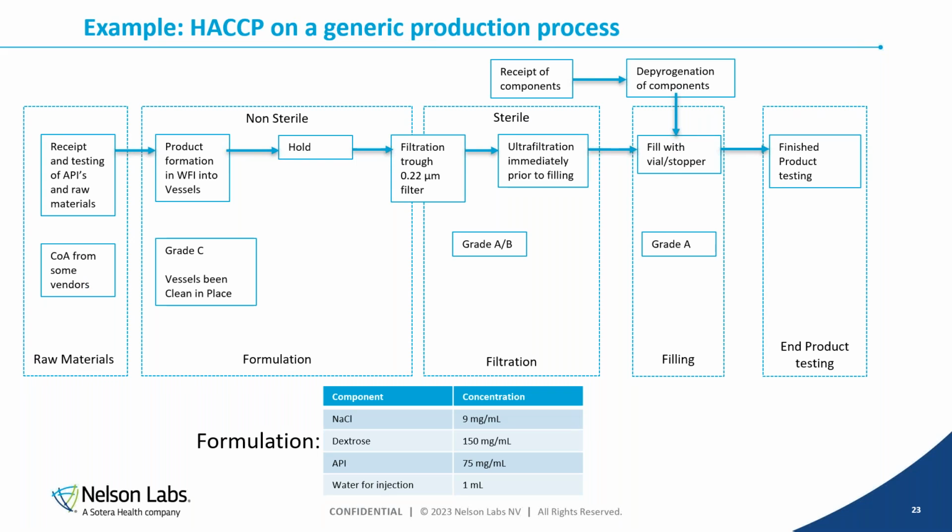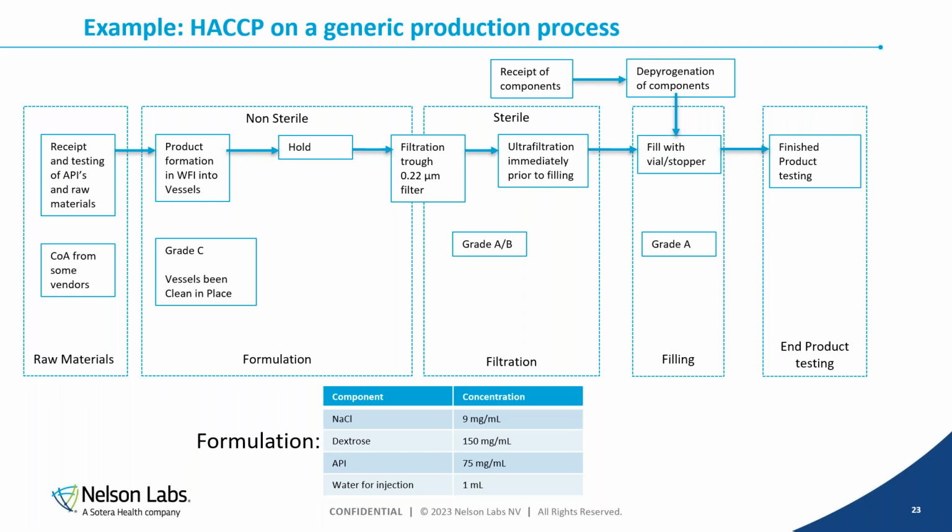And the way I wanted to present this to you is to apply these principles on a generic production process. So we have a production process that starts with the receipt and testing of raw materials. Then in a non-sterile environment, we are going to formulate our drug, which consists of saline, dextrose, an API, and water for injection. And the dextrose is present in the highest concentration of 150 milligrams per milliliter. So that's a lot more than just saline. That's something that will be important later on in my explanation.